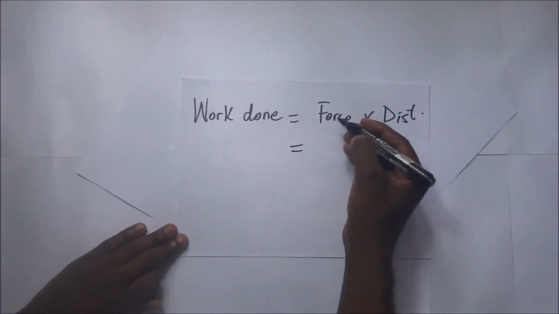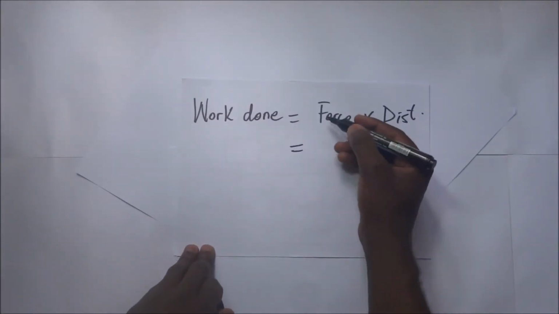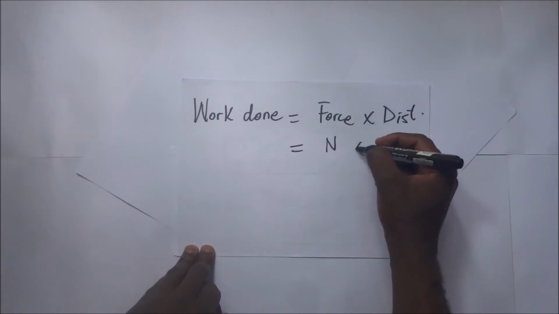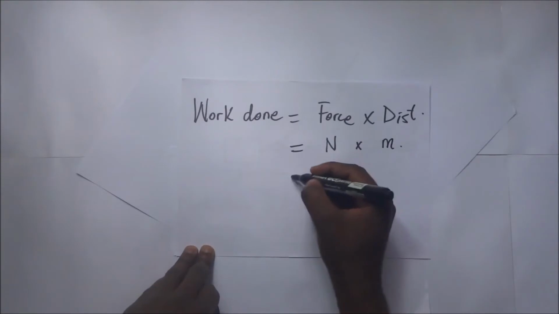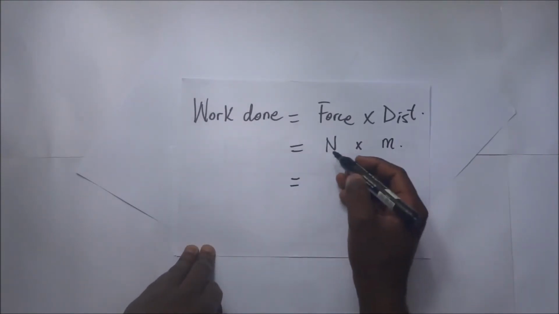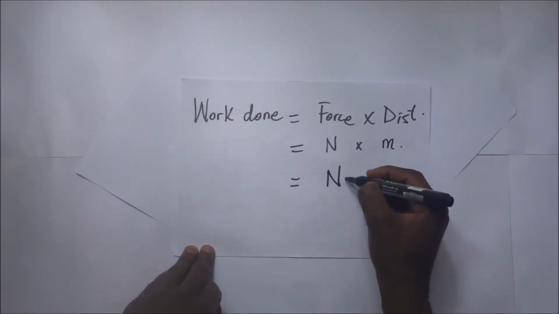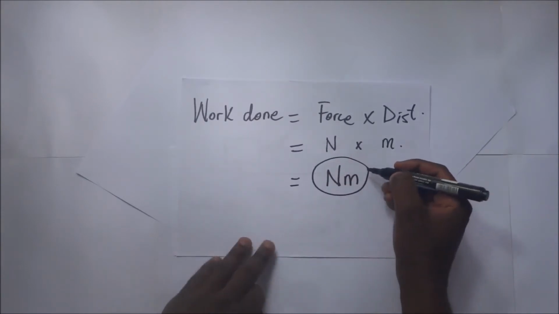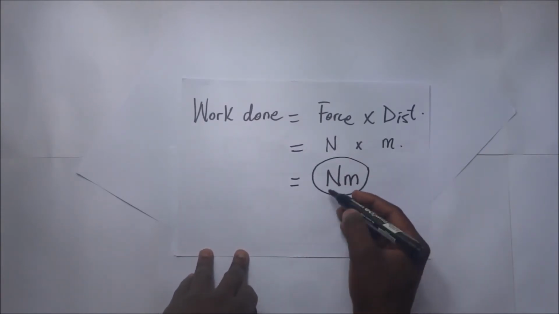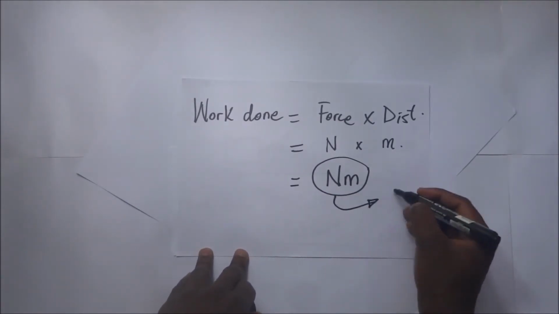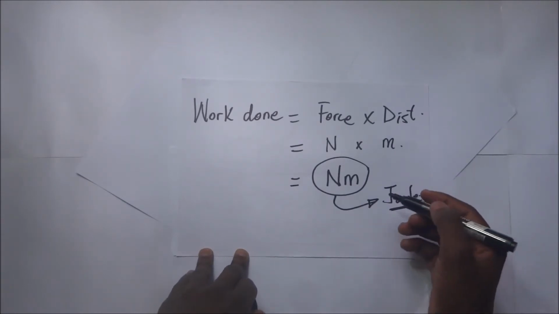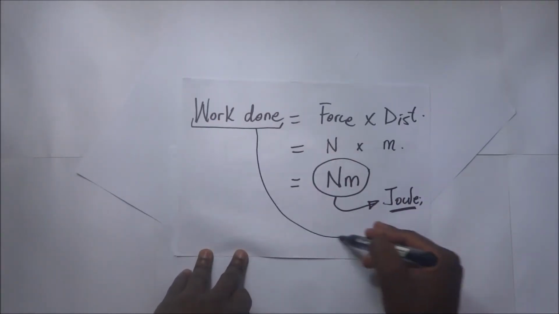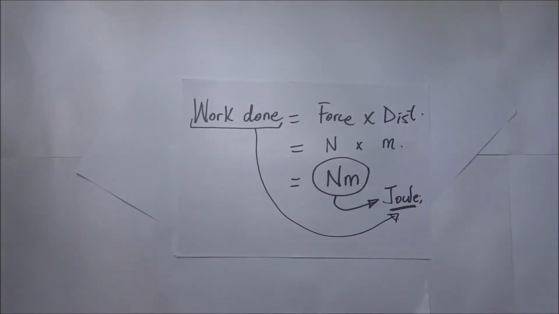Now, when we say that work done is equal to force times distance, the SI unit for force is newtons. And when we multiply that by the distance, the SI unit for distance is meters. So it means that work done is in newton meters. These newton meters are called a joule. So, in other words, the SI unit for work done is joules. We measure work in joules.